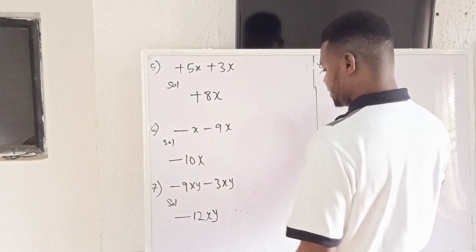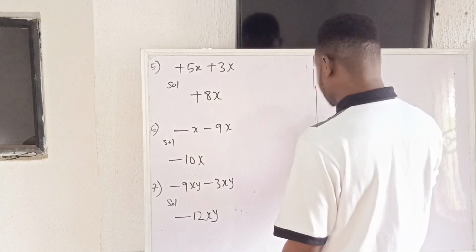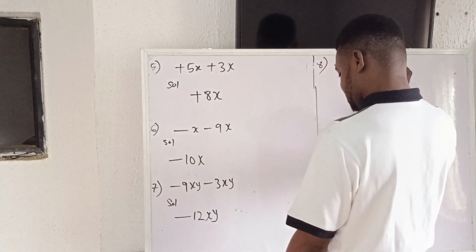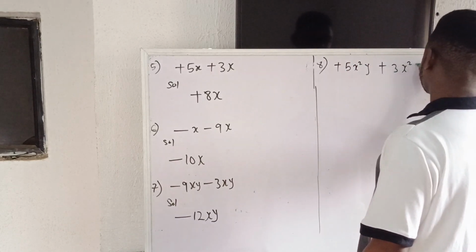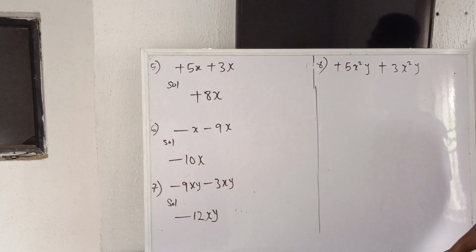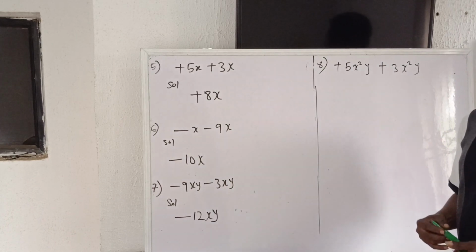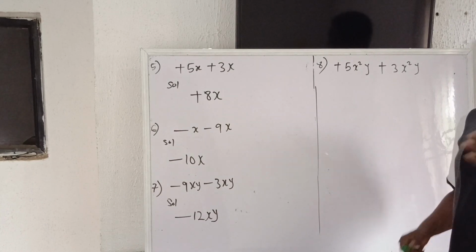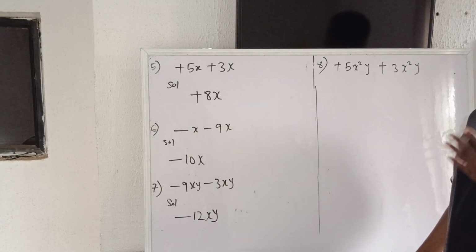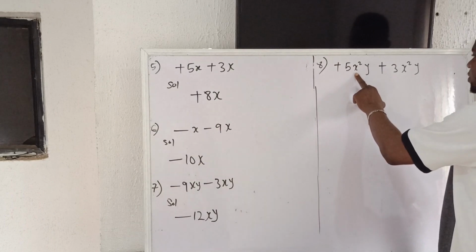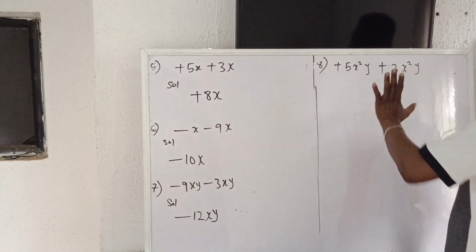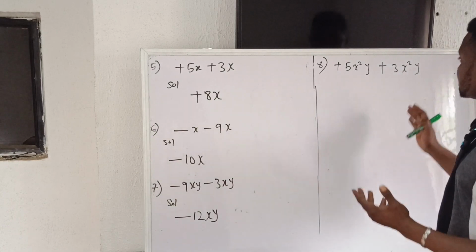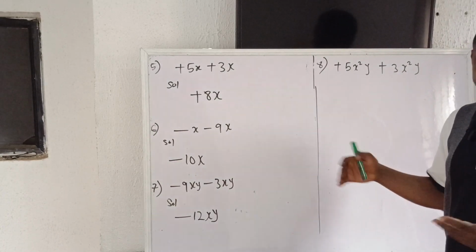For example 8, we're told to simplify plus 5x squared y plus 3x squared y. So how do we simplify something like this? This also shouldn't scare you, because it has x raised to the power of 2. All you just need to do is to look if the variables are similar. Now we have x squared y, we have x squared y. So the algebraic expressions are similar. Are you getting it now? Since the variables are similar, I can add and I can subtract.